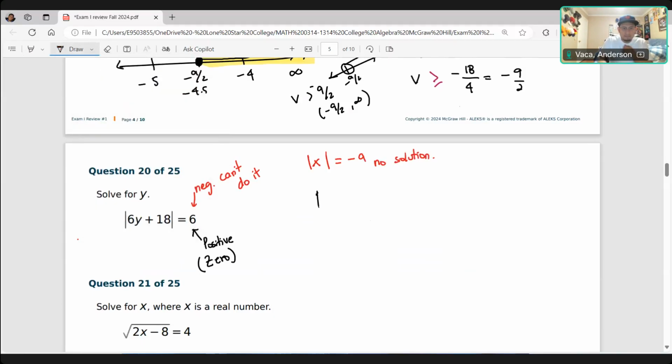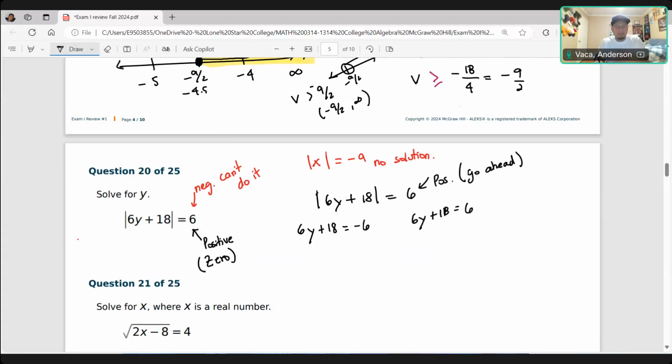So we have the absolute value of 6y plus 18 is equal to -6. What I'm looking for here is, this is nothing tricky here. This number is positive. Then go ahead and solve it. We need to solve two equations, one where this 6 is negative, and the other one where this 6 is just positive.